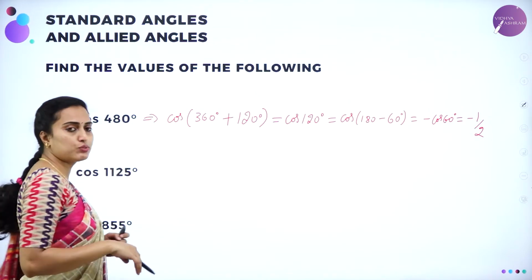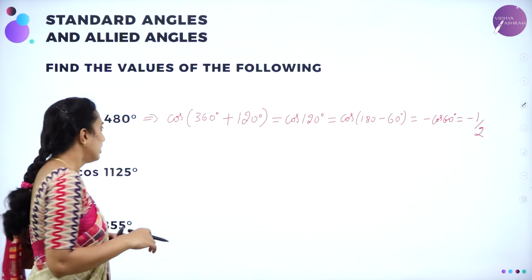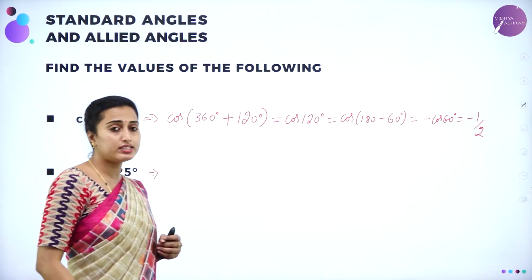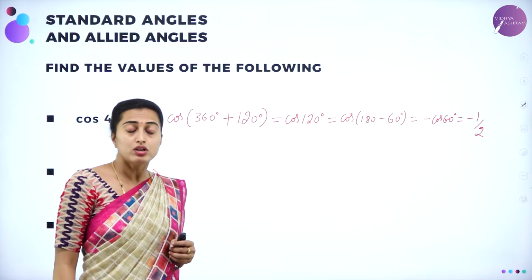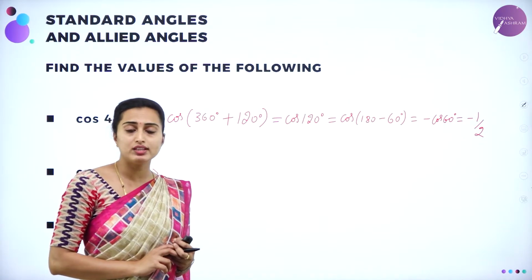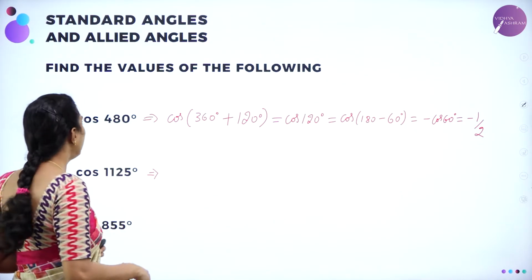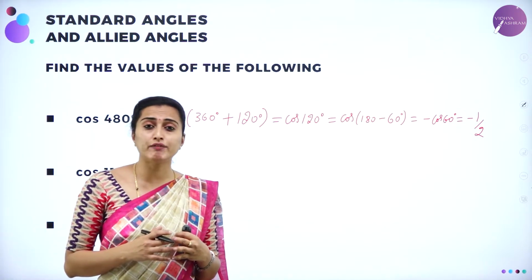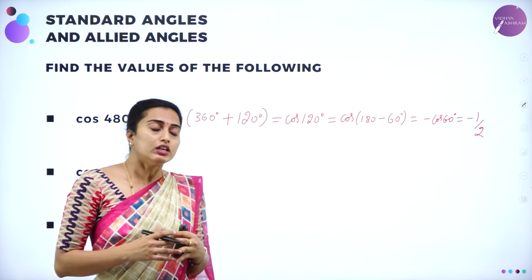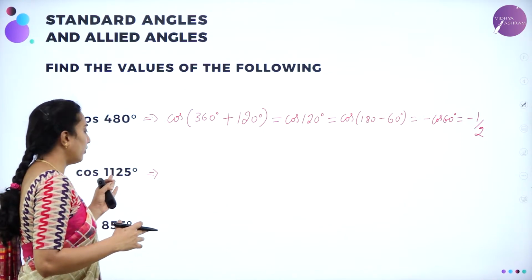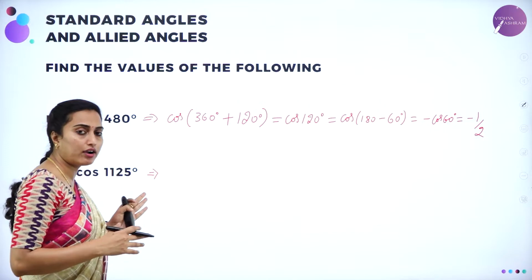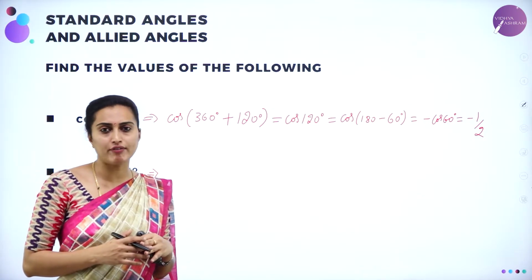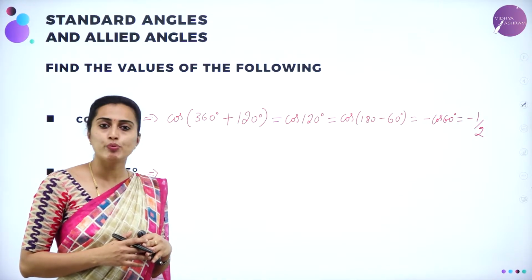We'll move on to the next one, cos 1125 degree. Therefore, this is greater than 360 degree and also it is greater than 1000 only, right? So, you can multiply 360 by 2 or 3. Now, if you multiply 3 into 360 degree, it will give you 1080 degree. If you have 1080 degree, how much degree will be remaining for 1125? Which is nothing but 1080 plus 45 gives you 1125.